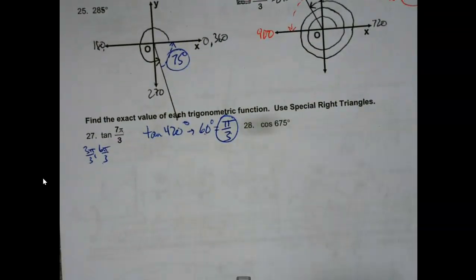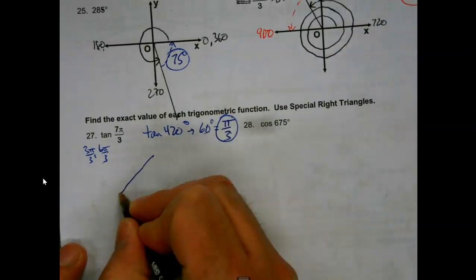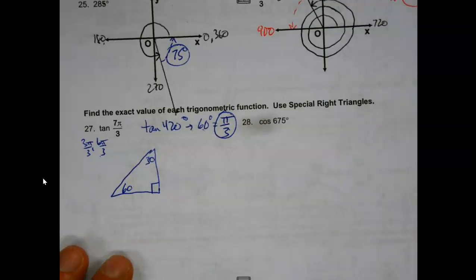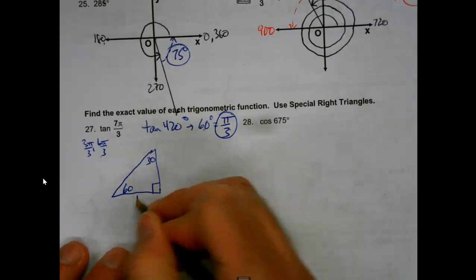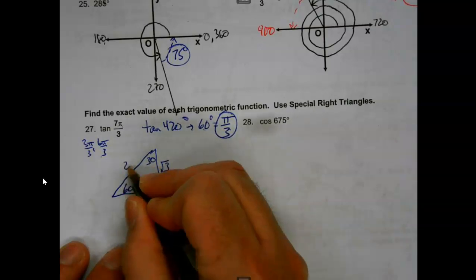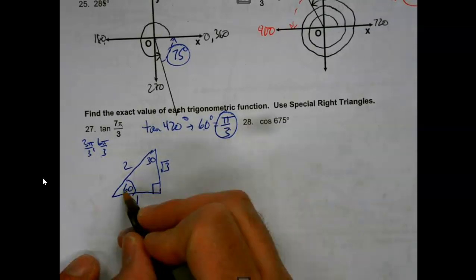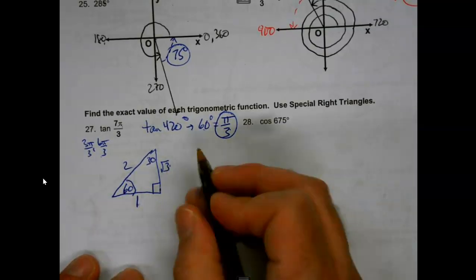So I look, and I'm like, okay, 30, 60, 90, 1, square root of 3, 2. I don't need the x's at this point. Those are my exact values. And so if I'm looking at 60, it's opposite over adjacent.